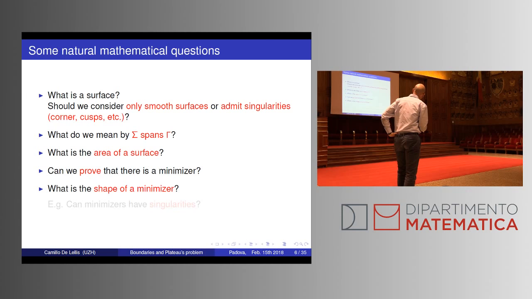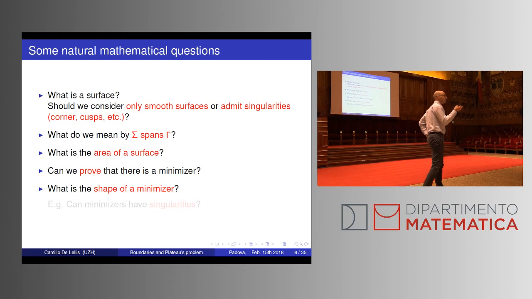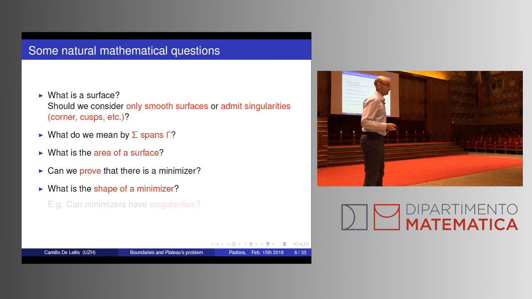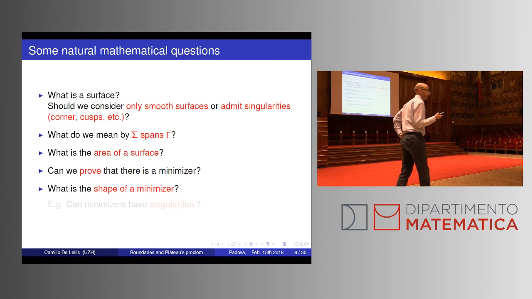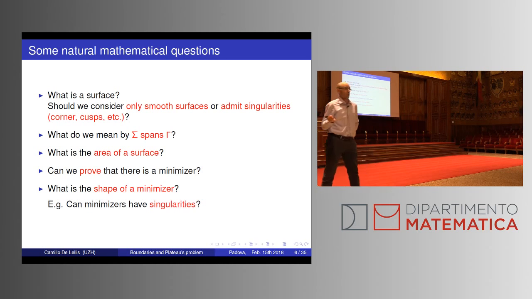Now, after you have proven that a minimizer exists, you can ask deeper questions. What is the shape of the minimizer? It happens often that your existence proof is giving you some insight. One basic question, for instance, is can the minimizer itself have singularities, right? Is it a nice regular surface or is it not? These are all very deep questions, and mathematicians wrote books and tons of papers on them. There is an extensive literature.